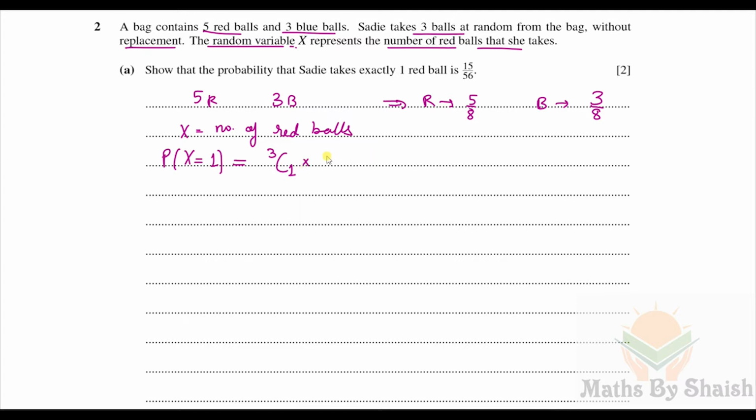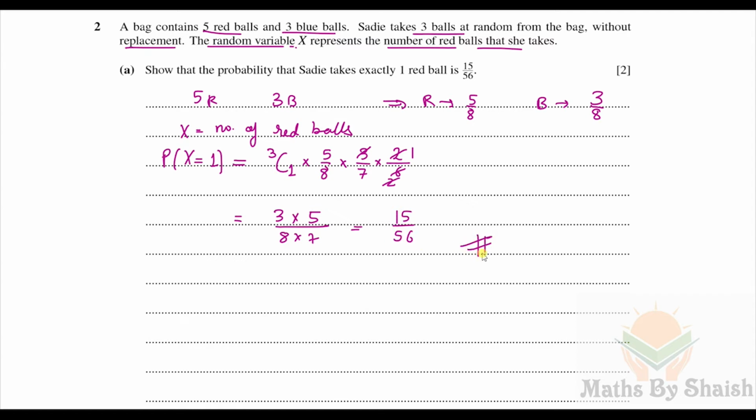The first ball is red, probability is 5 by 8. Then without replacement, the second denominator would be 7, and the second should be blue of course, so 3 by 7. The next is also blue, so now there are only 2 blue balls and the total number of balls is 6. So we'll solve it. 3C1 is 3, times 5, and the 3 twos cancel, and we are left with 3 into 5 upon 8 into 7, that is 15 over 56, and hence proved.